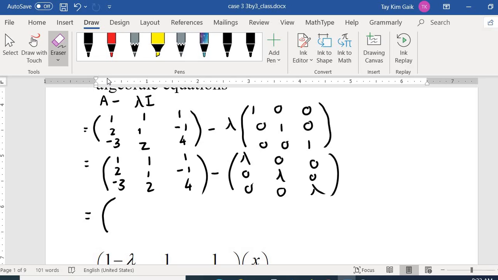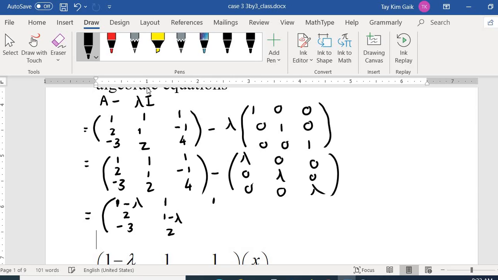So it will be 1 minus lambda. For A minus lambda I, you just take the matrix A minus lambda at the main diagonal. So 1 minus lambda is the entry on the diagonal, and above and below the diagonal there are no changes. The main diagonal is 1 minus lambda, then 1 minus lambda, then 4 minus lambda.